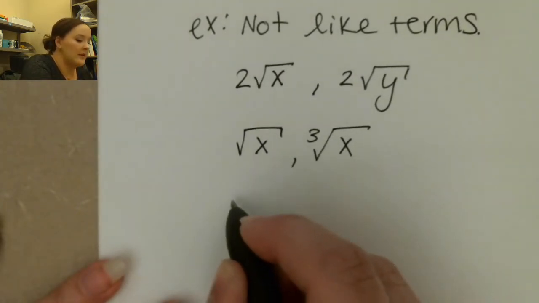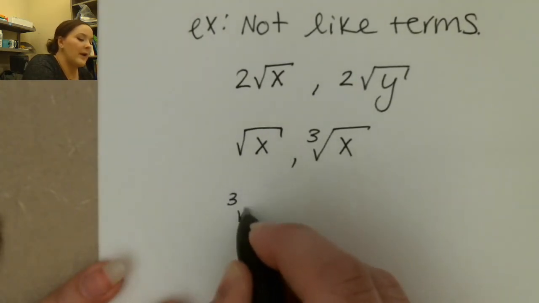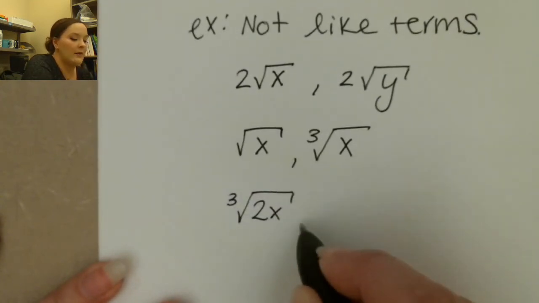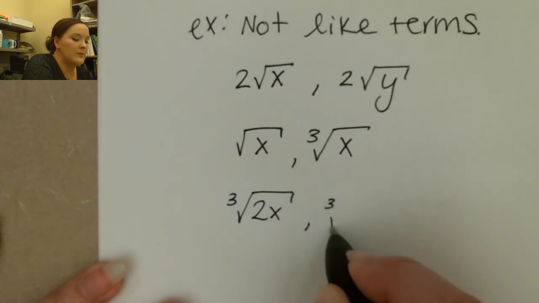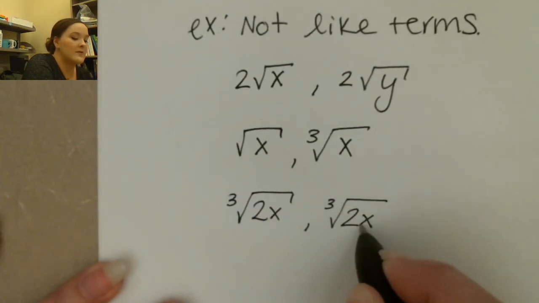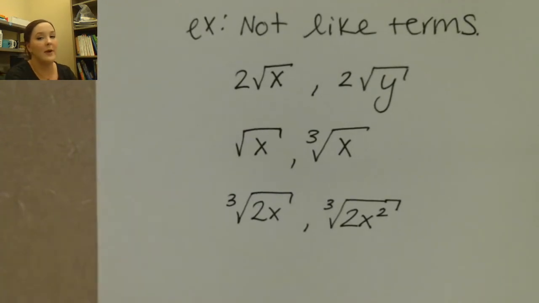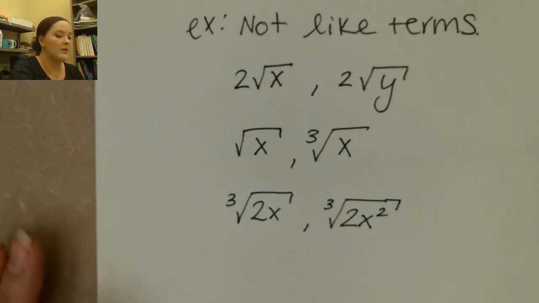Okay, and the last thing is the radicand has to be exactly the same. So even if you have cube root of 2x and cube root of 2x squared, these are not like terms. The radicand has to be exactly the same. Okay, so let's use that information to go ahead and add and subtract some radicals.